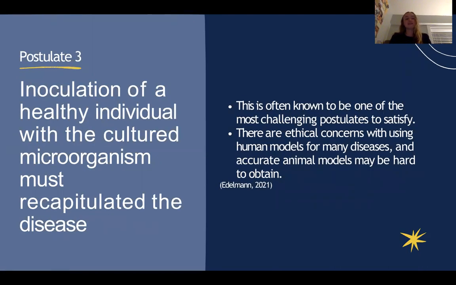Postulate number 3 is that the inoculation of a healthy individual with the cultured microorganism must be recapitulated in the disease. This can often be one of the most challenging postulates for us to satisfy because there are so many ethical concerns using human models for disease, and accurate animal models may be hard to obtain. In order to inoculate a healthy individual, we would have to find an individual, whether that be a human or an animal with an advanced body system. It can be challenging to find those models. So many researchers will struggle to meet this postulate.